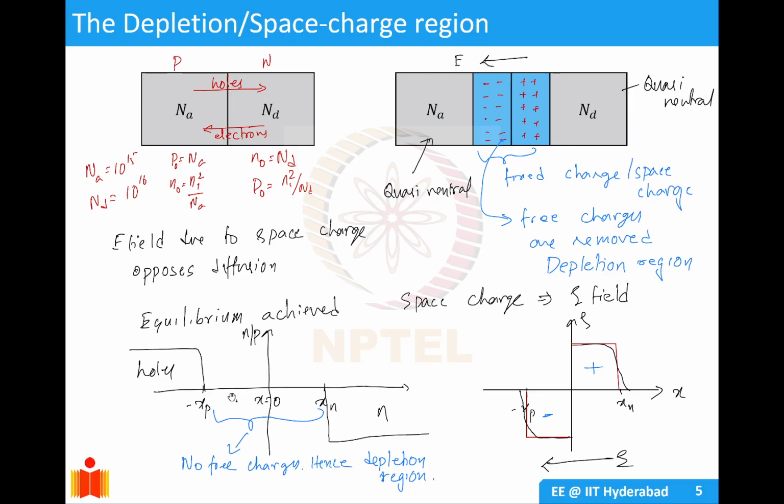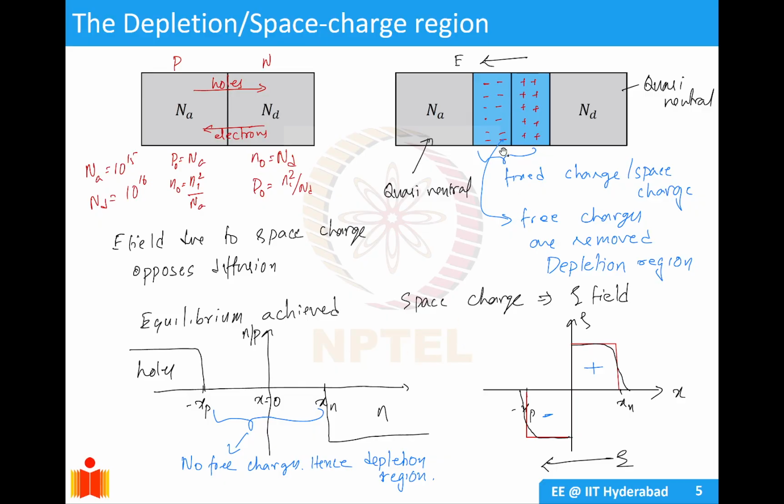So the junction is called x equal to 0. The left side is p type, the right side is n type. So the depletion region width is minus xp on the left side and xn on the right side, on the n side. You can see beyond the depletion region we have full density of holes and electrons, holes in p type and electrons in n type. But in the depletion region there are no free majority carriers.